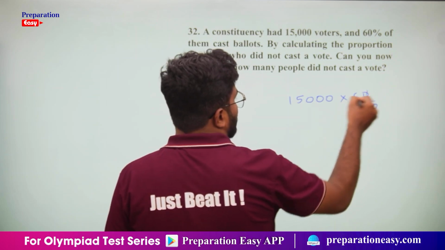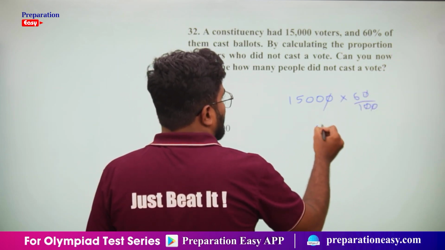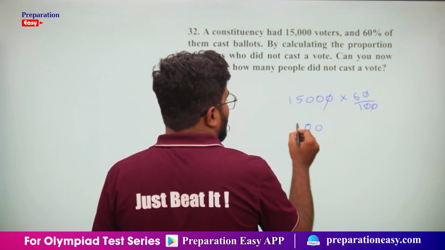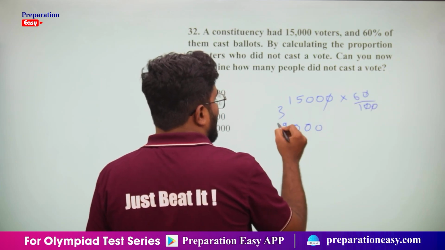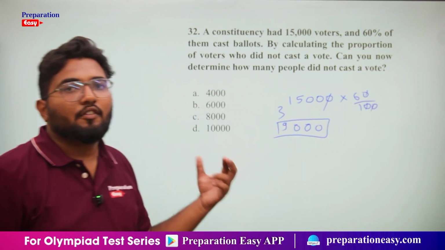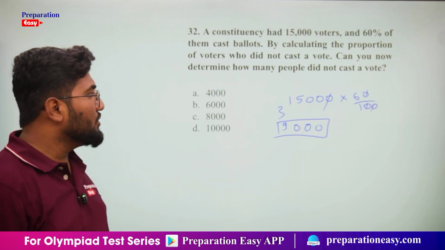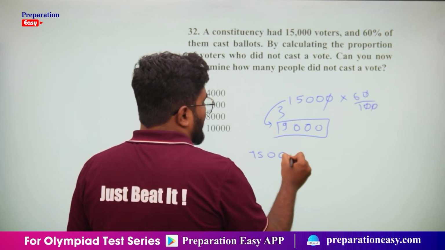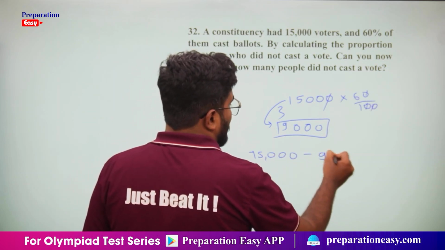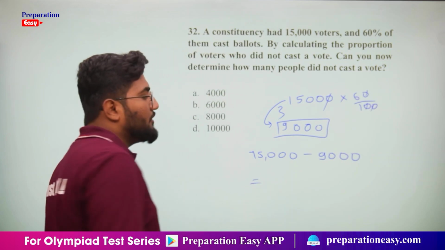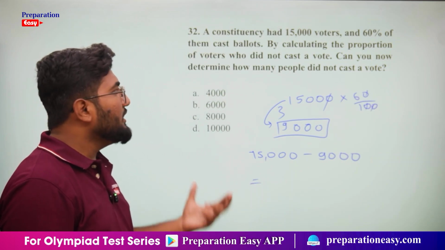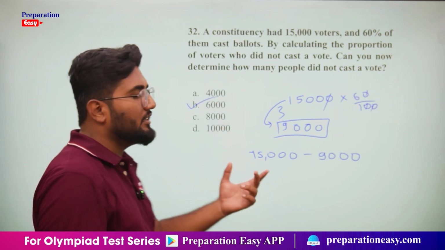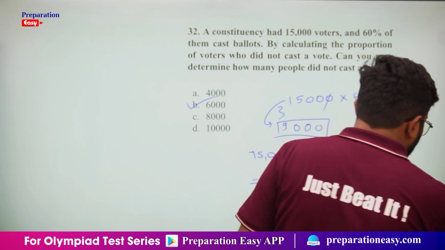So 0s cancel, 0s cancel, 6 times 5 is 30, 0 carry 3, 6 times 1 is 6 plus 3 is 9. So a total of 9,000 people voted. So how many people did not vote? That is 15,000 minus 9,000. The total is 15,000, out of which 9,000 people voted. So how many remain? The remaining would be the people who didn't vote. So the number would be 6,000. Okay. Next question.